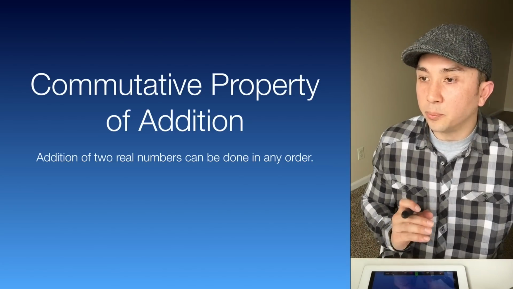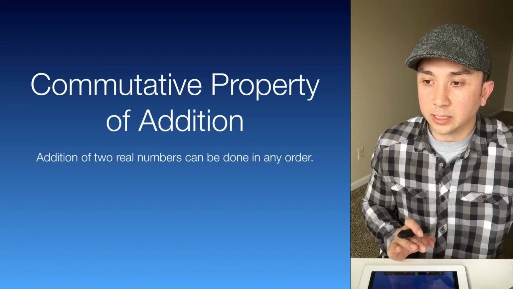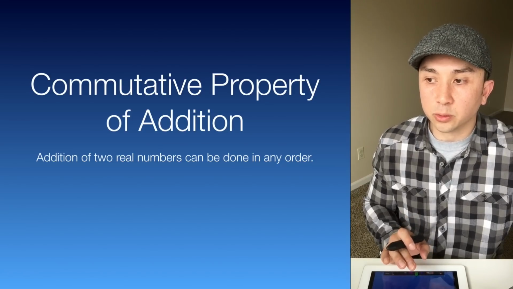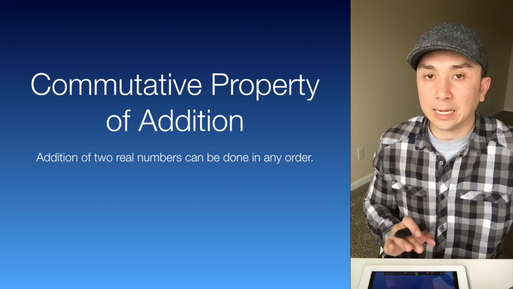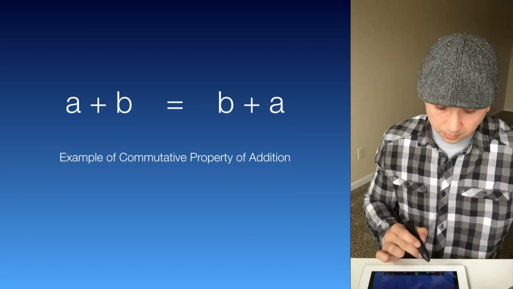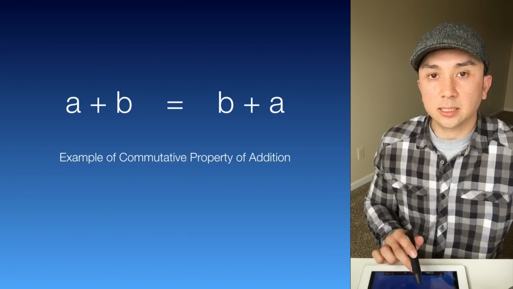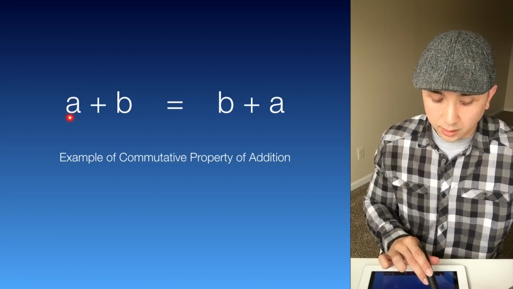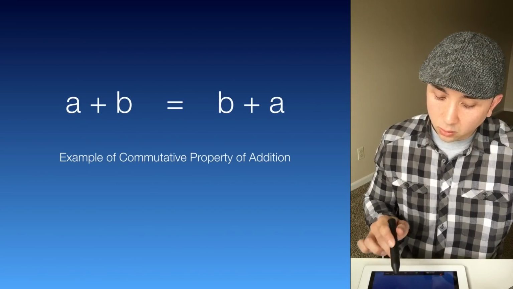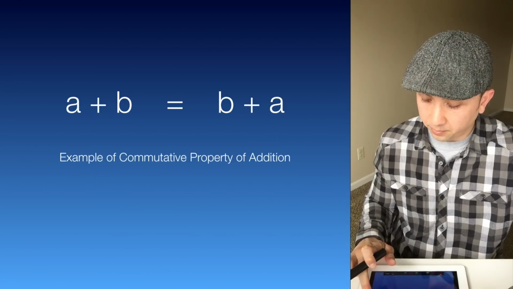Now, the commutative property of addition states that the addition of two real numbers can be done in any order. So here's an example. The commutative property of addition states that we can either do a plus b, or we can do b plus a in any order.